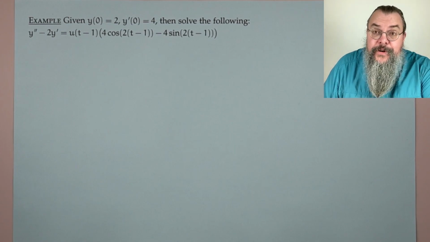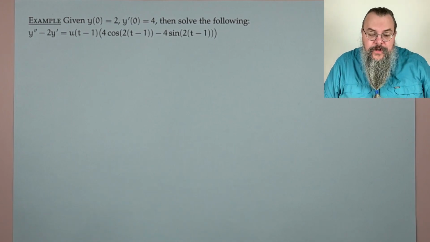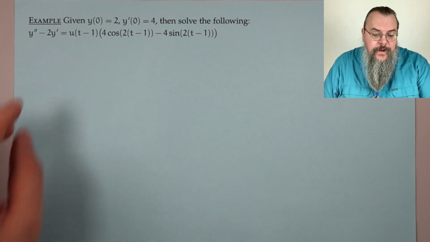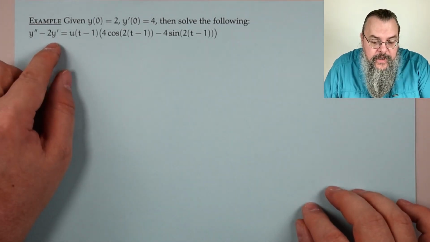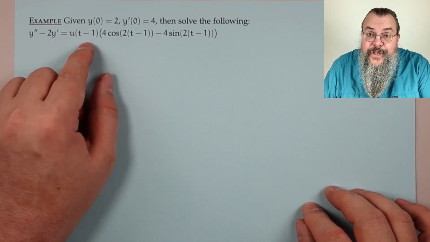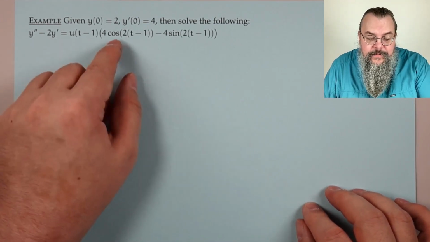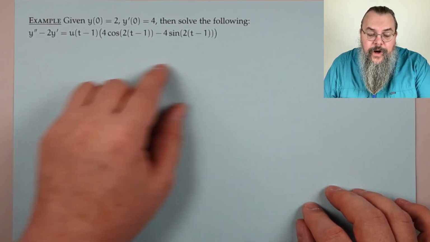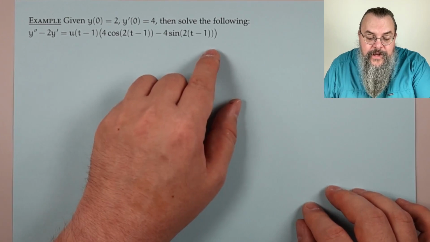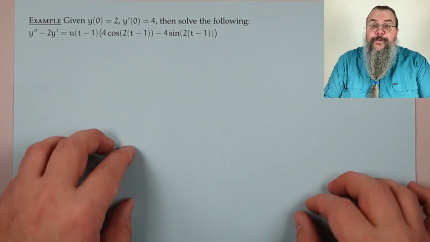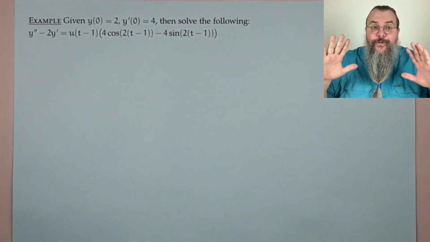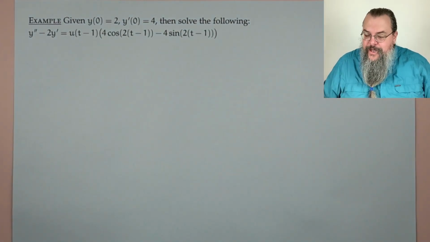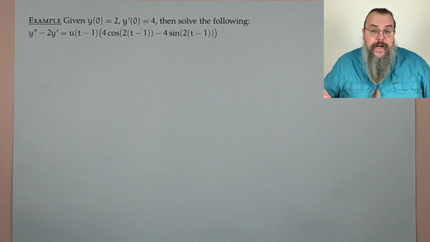We're given y of 0 equals 2, y prime of 0 equals 4, and we're asked to solve the following. Y double prime minus 2y prime equals an on-off switch, u of t minus 1, times 4 cosine of 2(t minus 1) minus 4 sine of 2(t minus 1). Oh, that was very nice of them. They already wrote everything in terms of t minus 1, meaning we can go right into taking our Laplace transform. Okay, so that's what we're going to do.